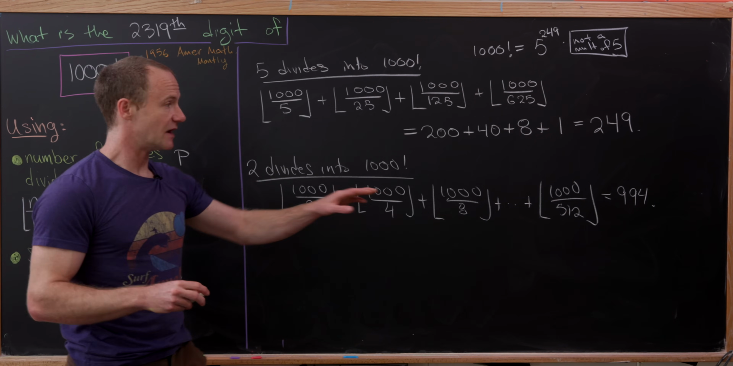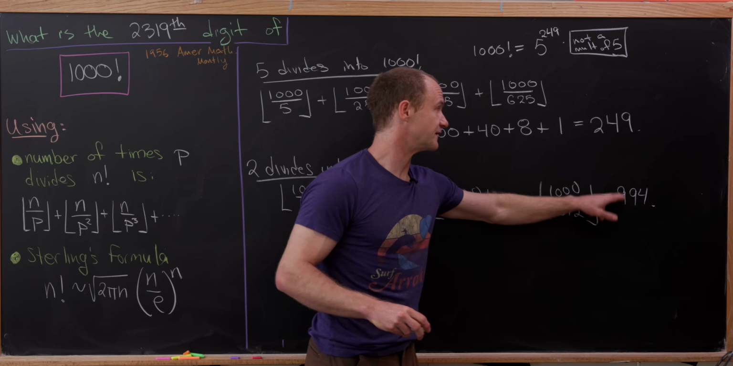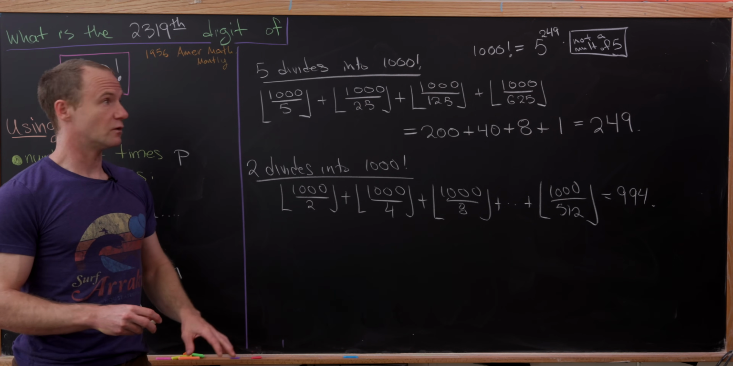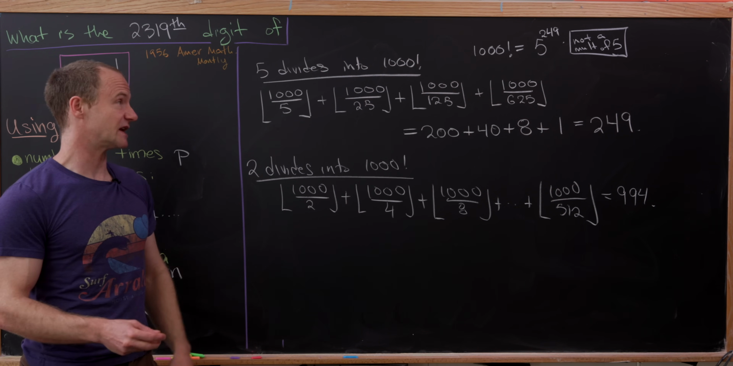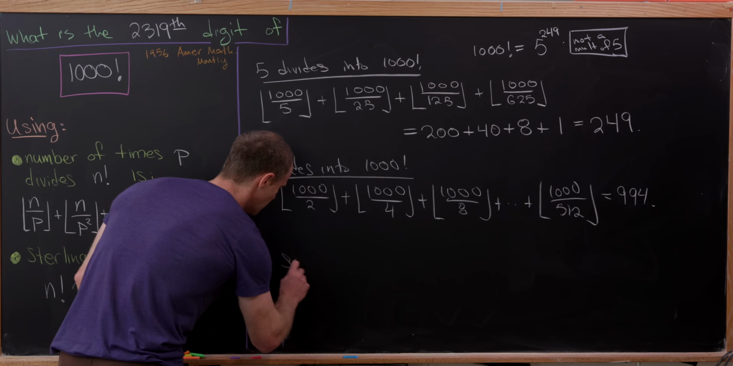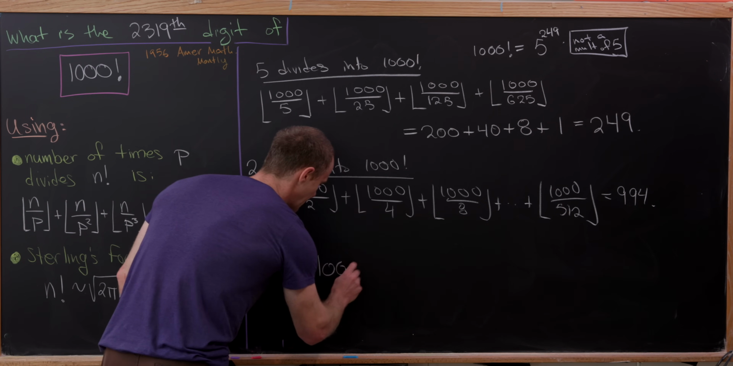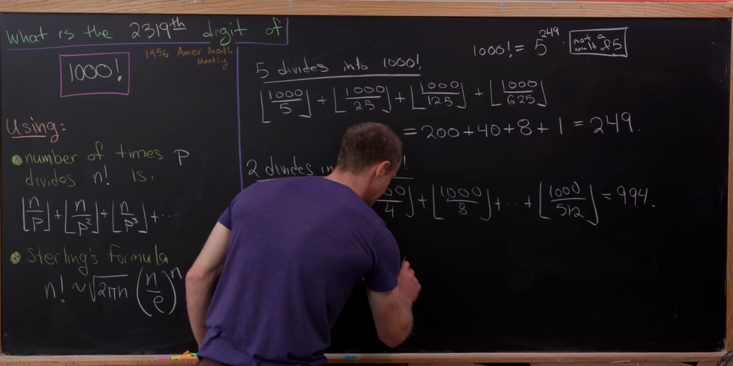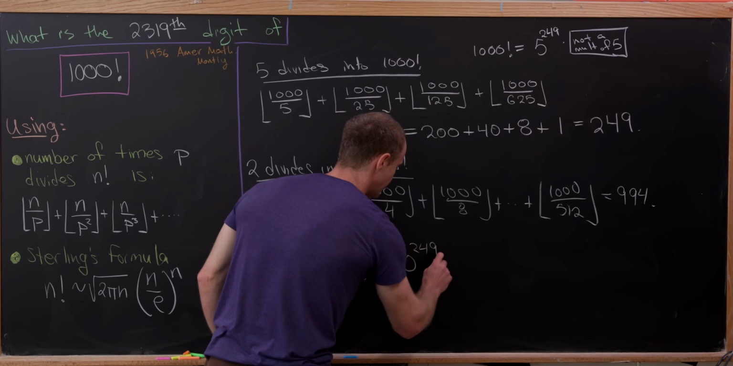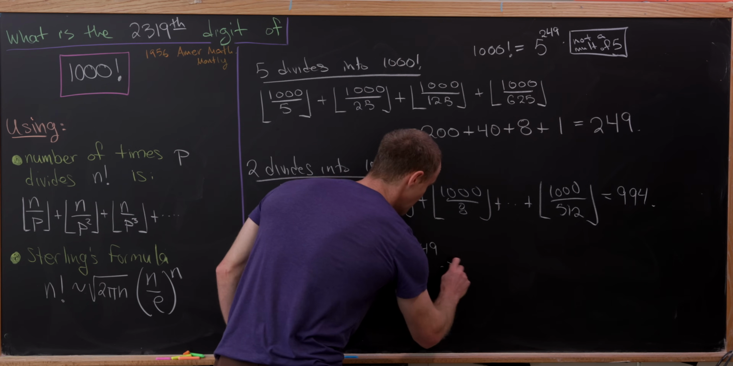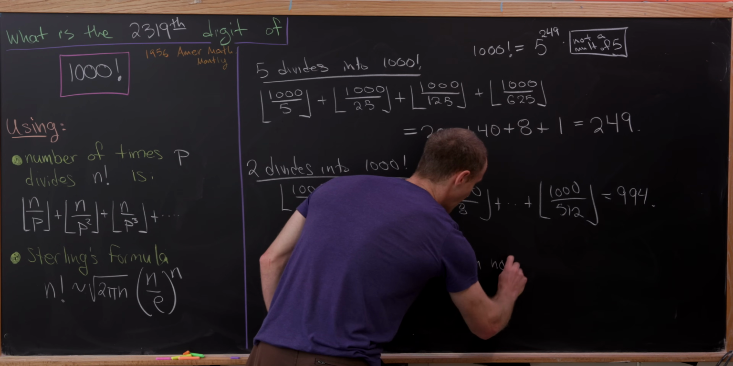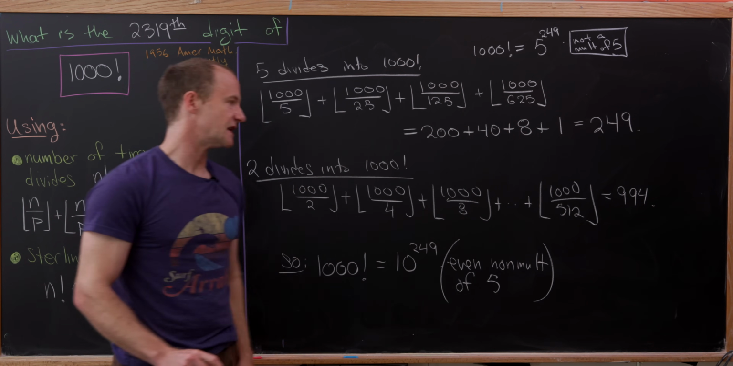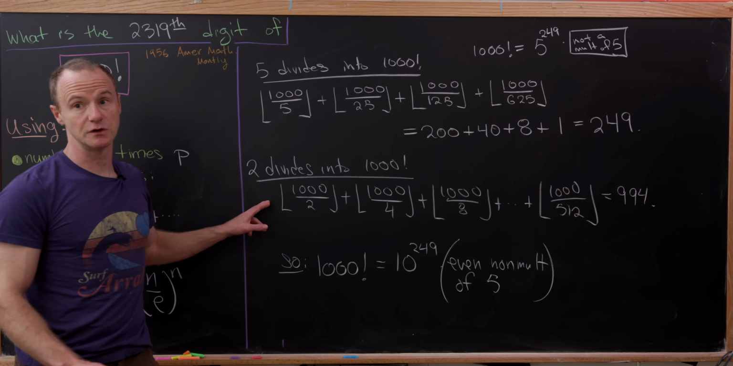But needless to say, we can take 249 of these, group them with the powers of 5, and then we'll have a power of 10 that we can divide out of 1,000 factorial. So like I said, putting this all together, we have 1,000 factorial is equal to 10 to the 249 times an even non-multiple of 5. So we know it's going to be even because we've got leftover powers of 2 from this formula.